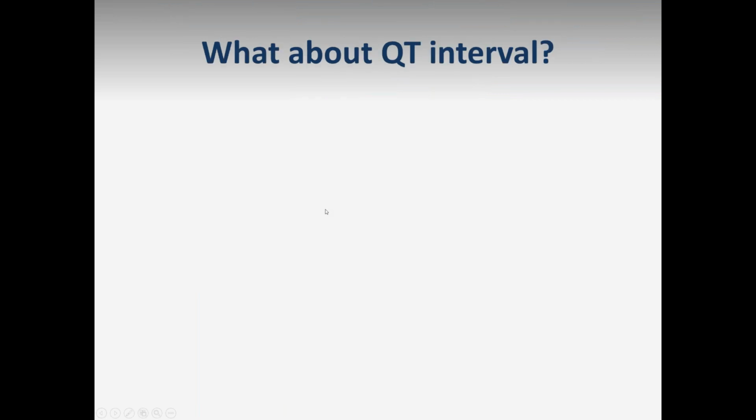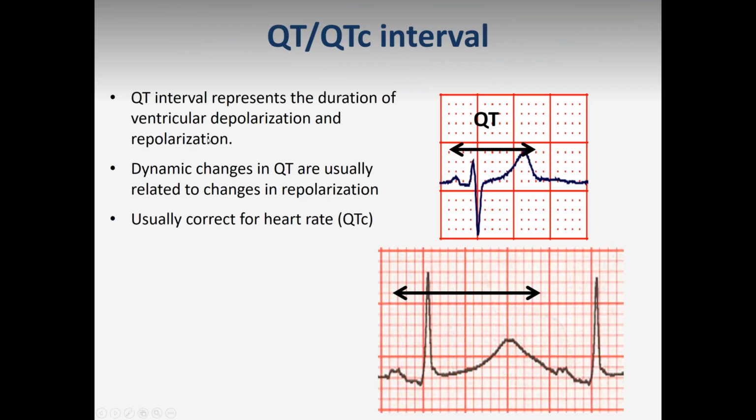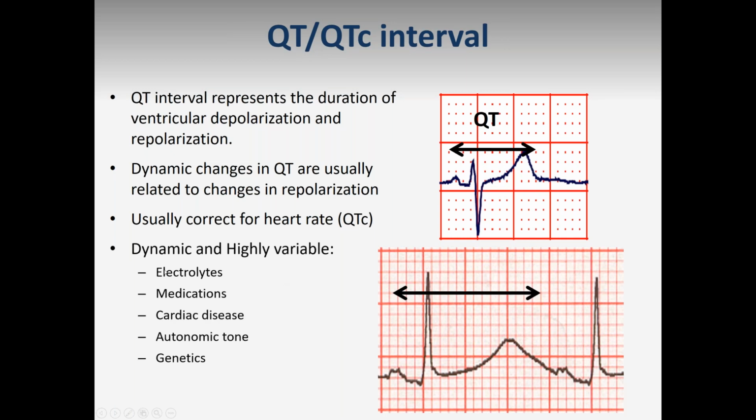So what about the QT interval? Well, the QT interval, as you know, represents the duration from ventricular depolarization to repolarization, and it really tells us about the health of the myocardium itself. Its dynamic changes are usually related to the repolarization that occurs, and it's very important that you correct for heart rate. It's dynamic and highly variable because of electrolytes, medications, cardiac disease, autonomic tone, and sometimes your underlying genetics.